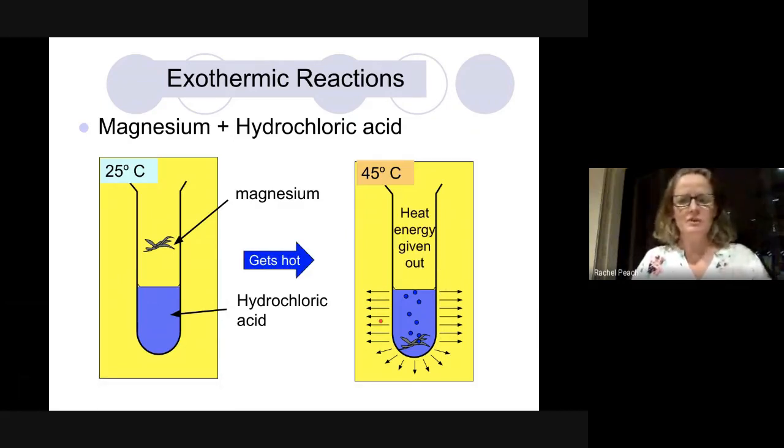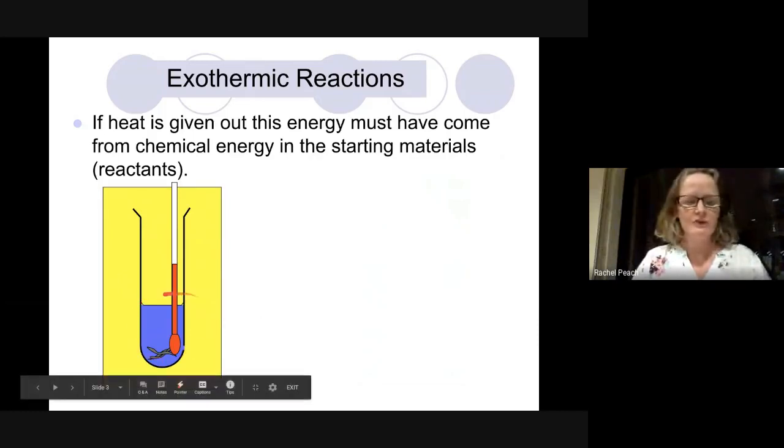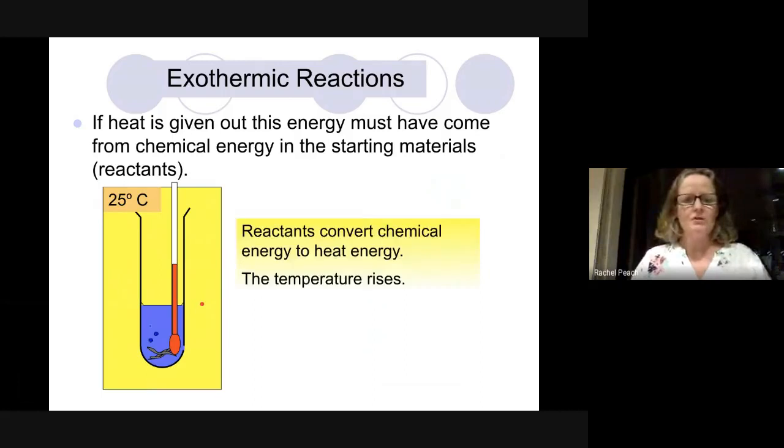It gets hot because heat energy is given out. If heat energy is given out, it must have come from the chemical energy in the starting materials. Energy cannot be created from nothing. So what's happening in here is what is releasing the heat. So the reactants actually convert chemical energy into heat energy. So the temperature rises.